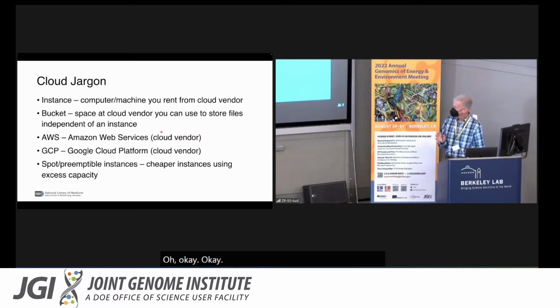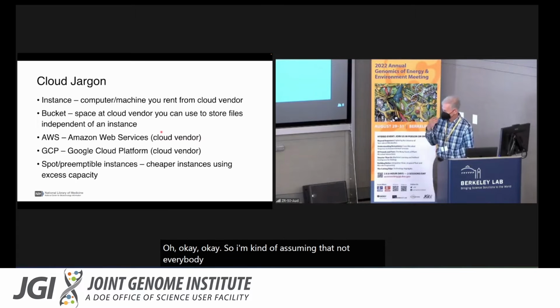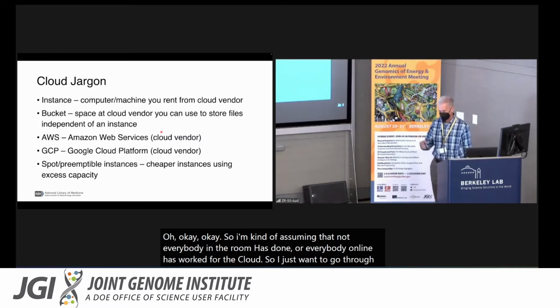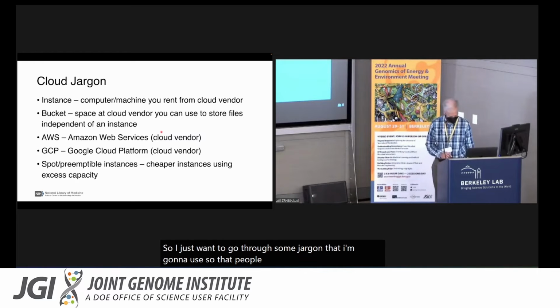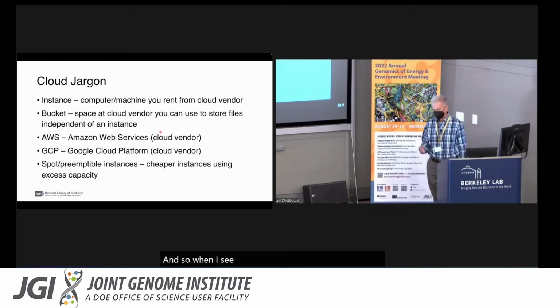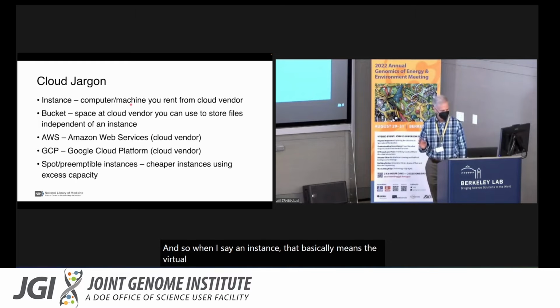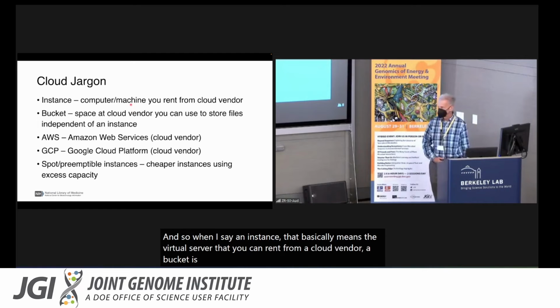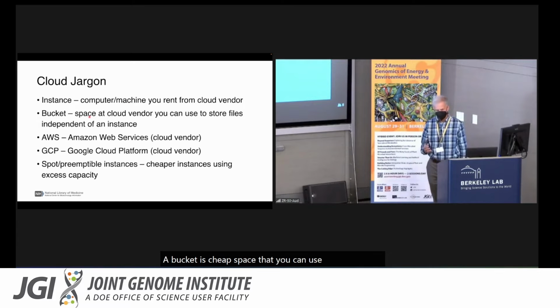Okay, so I'm assuming that not everybody in the room, or everybody online, has worked with the cloud. So I just want to go through some jargon that I'm going to use. When I say an instance, that basically means a virtual server that you can rent from a cloud vendor. A bucket is cheap space that you can use at the cloud vendor to store files.